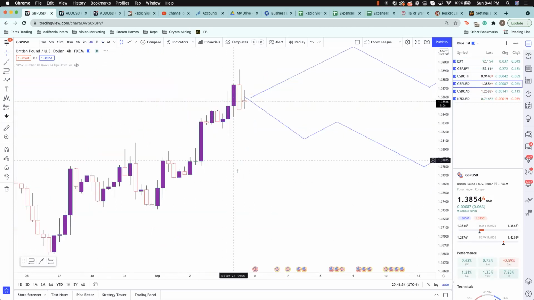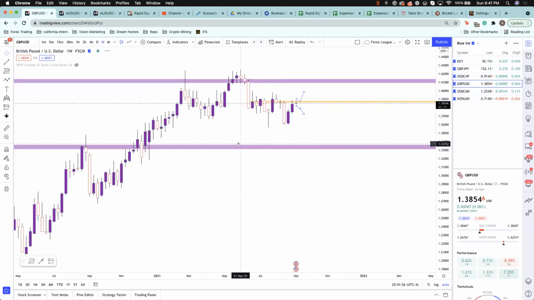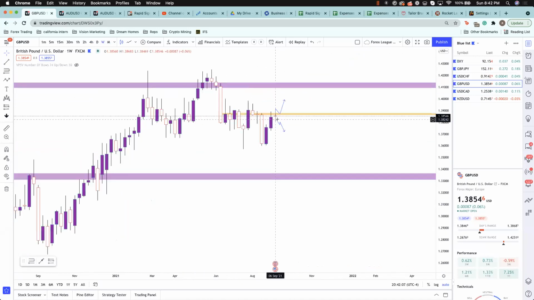So come into the 4-hour. Again, weekly, we're only looking at really two things. Where's our key level? We have one up here, one down here, so we're in the middle. And then what are our patterns? What is our candlestick analysis telling us?